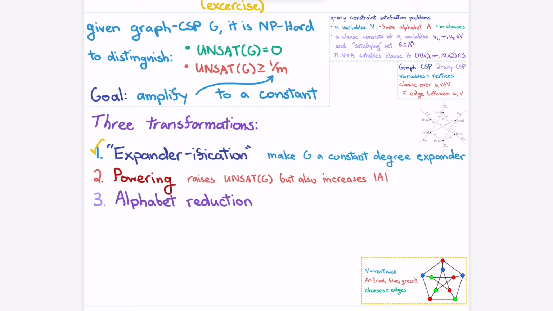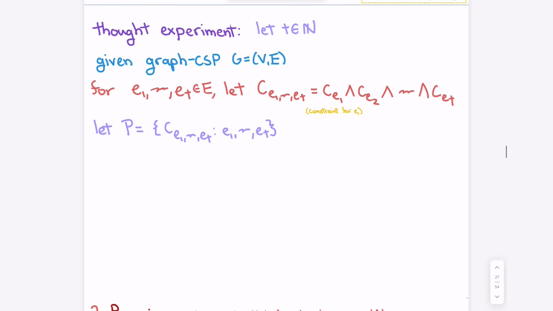Oh, a product graph. Yeah, okay, let me think about product graph. Okay, well, we're not going to try product graph, but I haven't thought of that. Yeah, maybe that's worth thinking about. Okay, so this is the thought experiment. For every t constraints, I'll make a conjunction of t constraints.